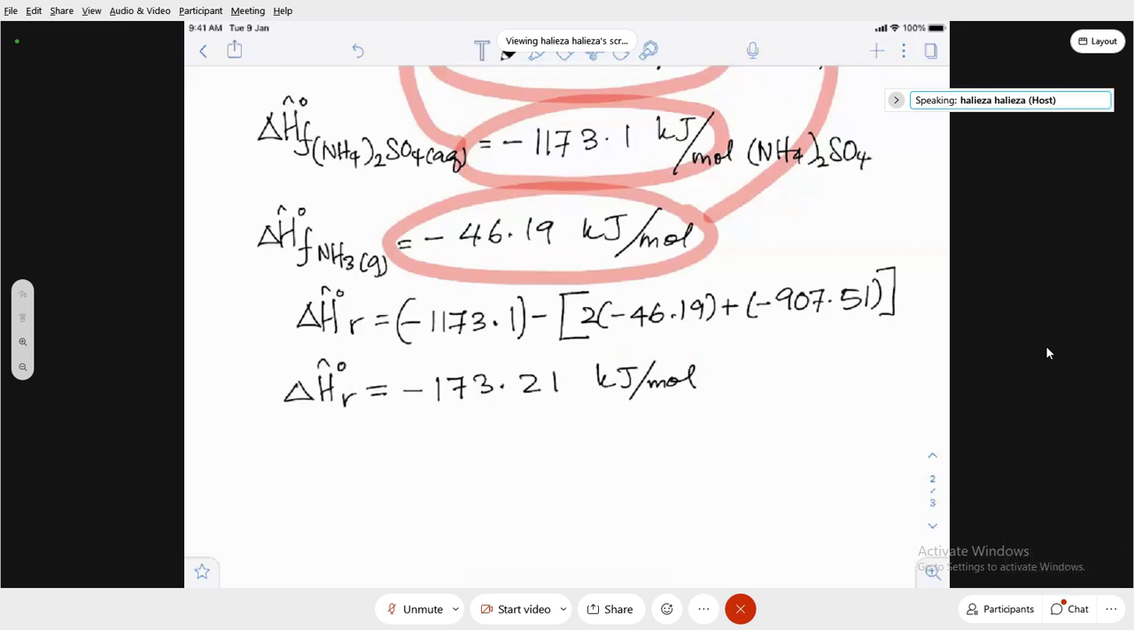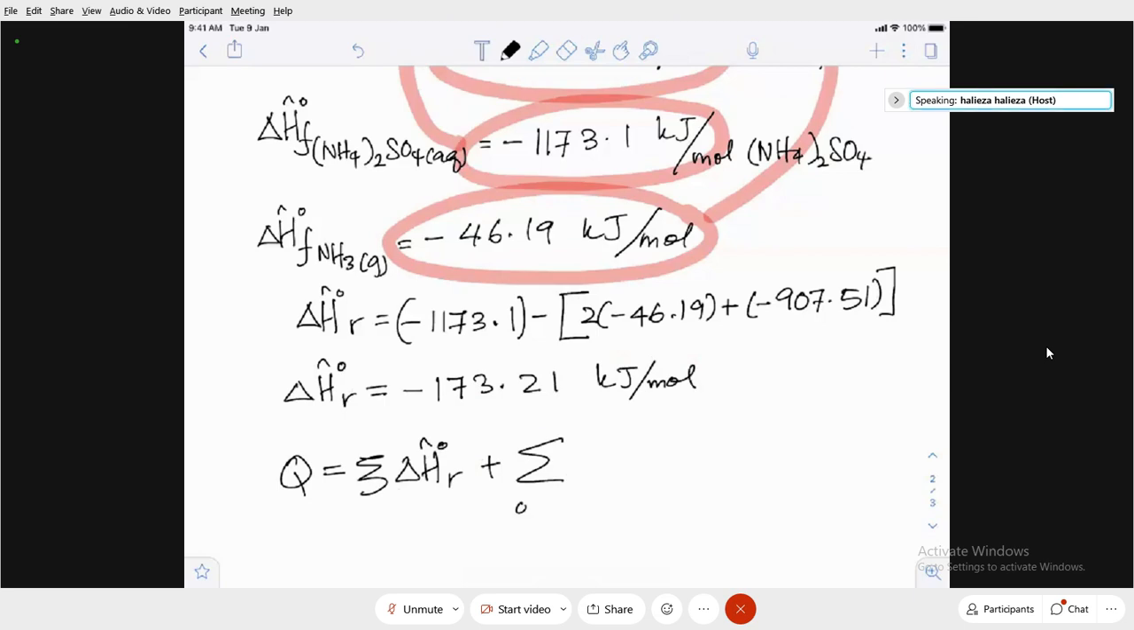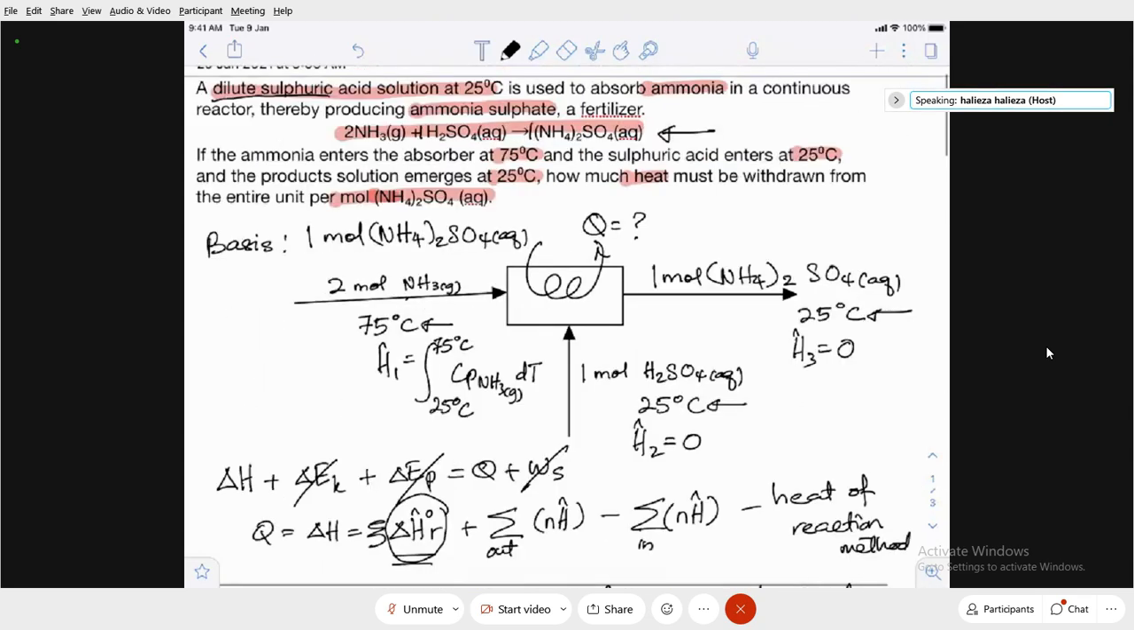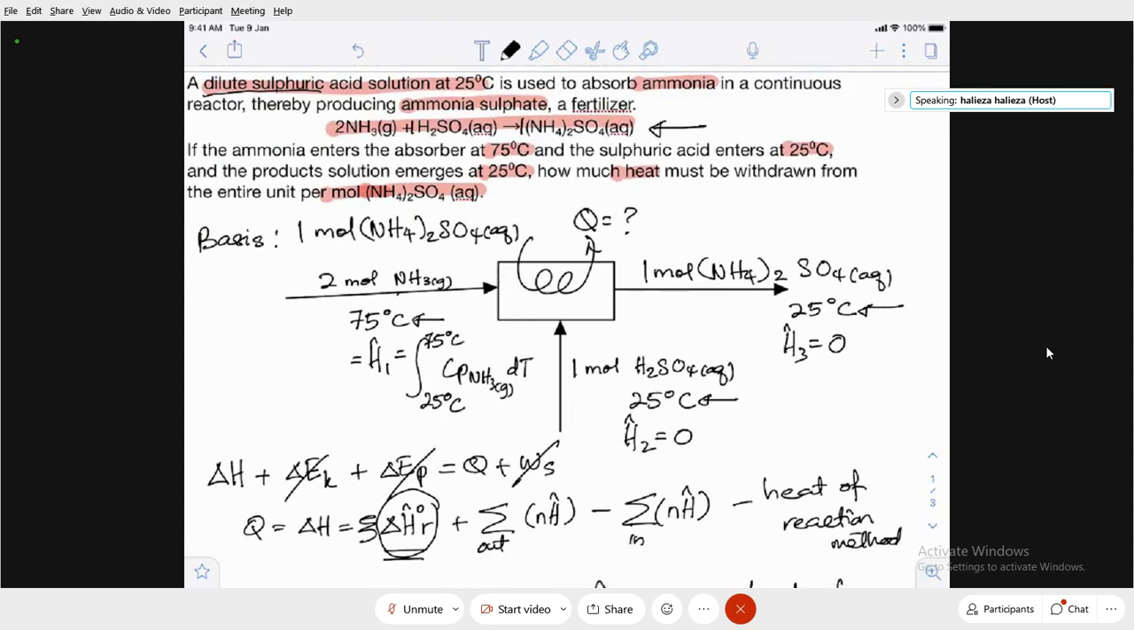That is your heat of reaction. That's not the unknown that is requested. We're supposed to find Q, which is equal to the extent of reaction times the heat of reaction, plus the enthalpy terms. Okay, now we have two more calculations that we need to do. We need to calculate this enthalpy H1. Then we need to calculate that.